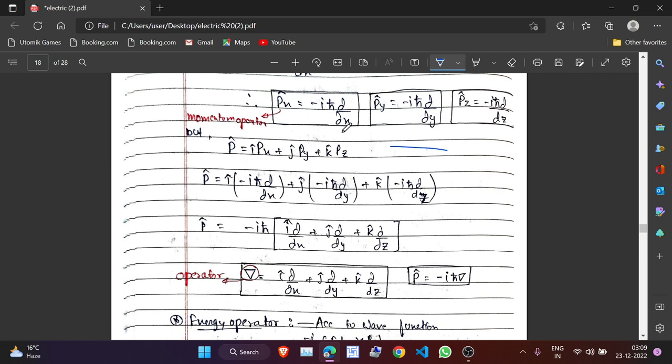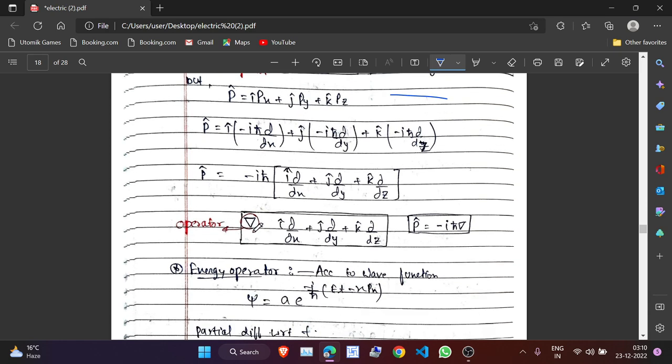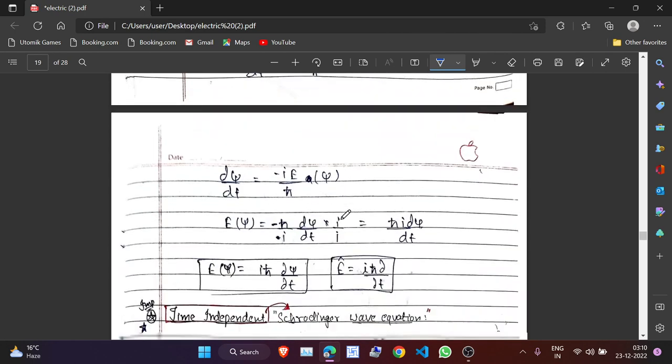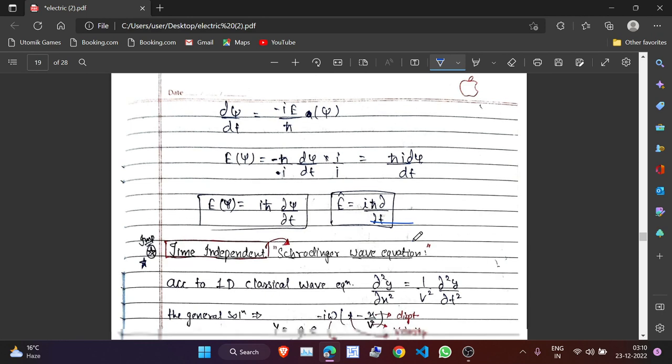After solving this momentum operator, putting it in the value of p, representing it as i cap, j cap, k cap, and solving it, we get the operator equal to i d/dx plus j d/dy plus k cap d/dz. The operator p is equal to i h bar. Similarly, the energy operator we can derive through this. We get the energy operator like this.